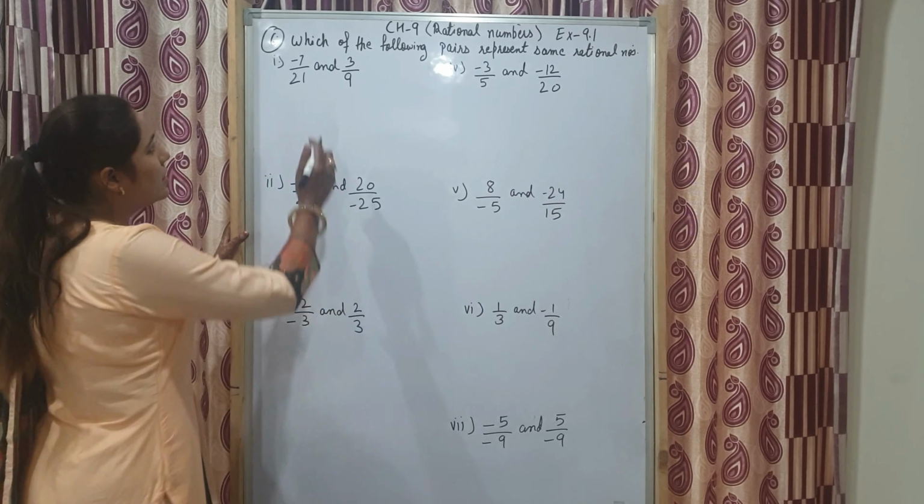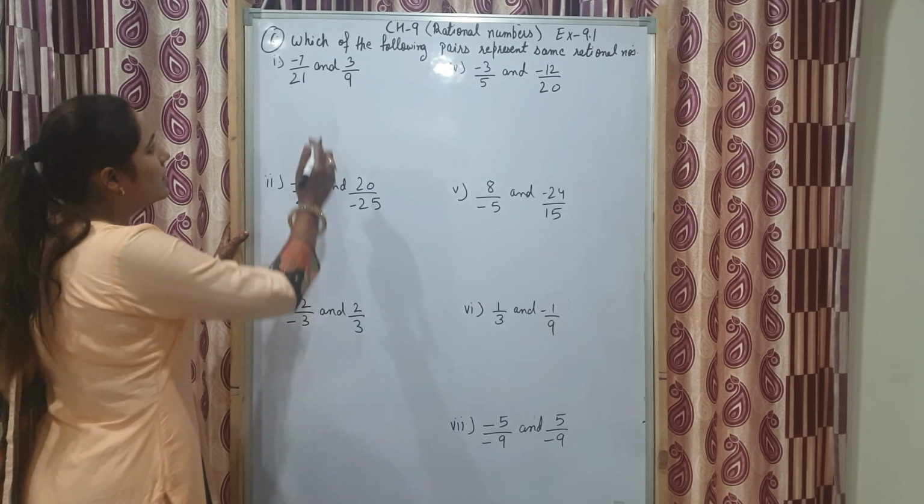1 upon 3 and minus 1 upon 9. Clearly from here, this is a positive rational number and this one is a negative rational number. Positive and negative are never equal. So you can write directly that positive rational numbers are not equal to negative rational numbers. So answer, no, they are not the same.